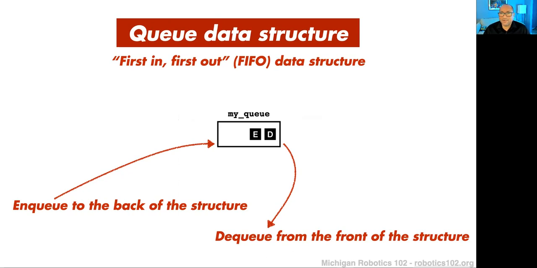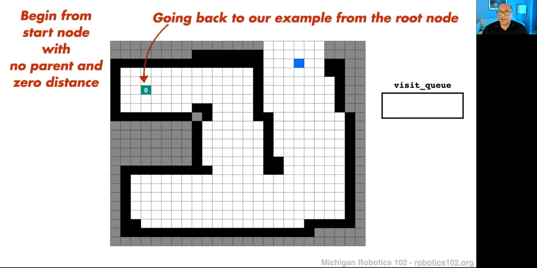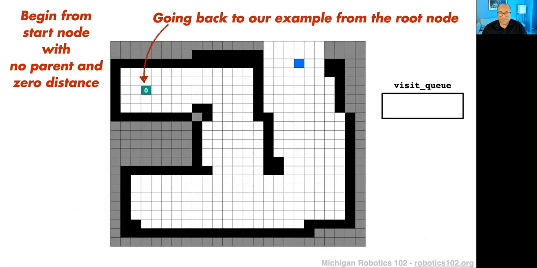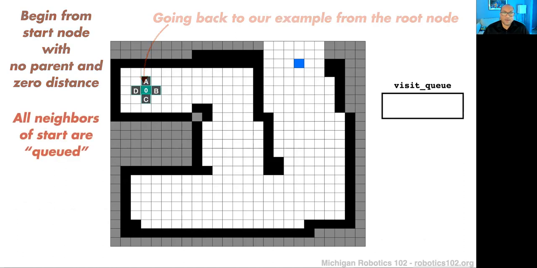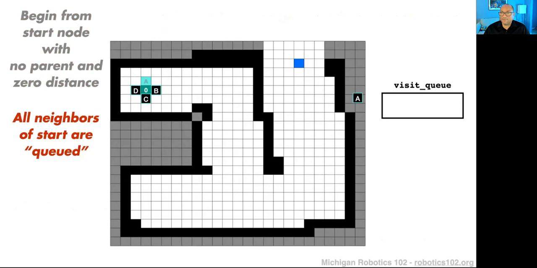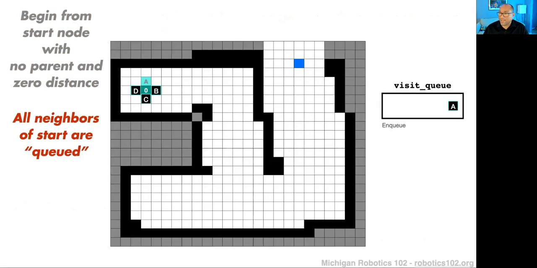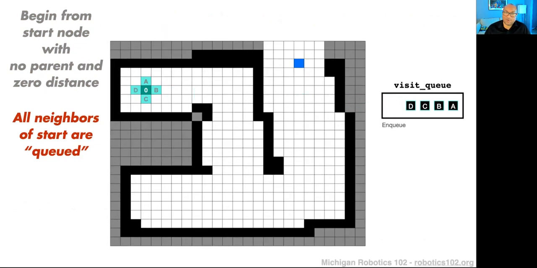So if we take this queue data structure and apply it to our example, then when we start from our root node again, we're going to have all of our neighbors. If we have each of the neighbors of our start node right here, we're going to enqueue them one at a time. So element A right here, which is going to be our north, giving it label A, we're going to enqueue that one first. And we have to choose an order of how we're going to enqueue our neighbors. So I'm going to go north, then east, then south, then west. And so each of these will be enqueued.